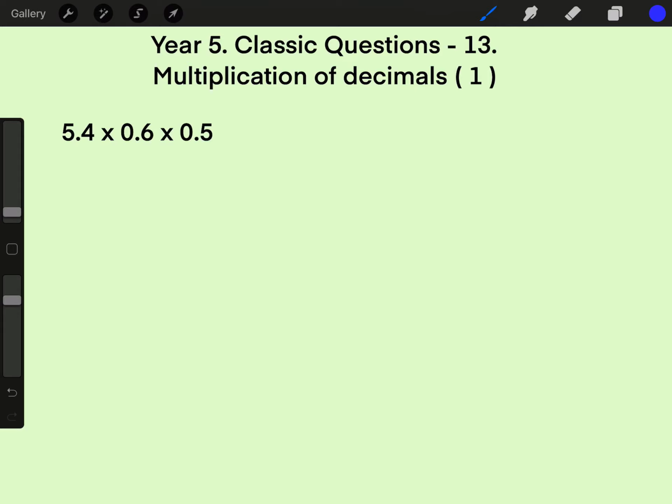In this chapter, I would like to share a classic question about multiplication of decimals with you. Question: 5.4 times 0.6 times 0.5. Instead of doing 5.4 times 0.6, you may have already noticed 4 times 5, 20, or 6 times 5, 30. So let's start from 5.4 times 0.5.